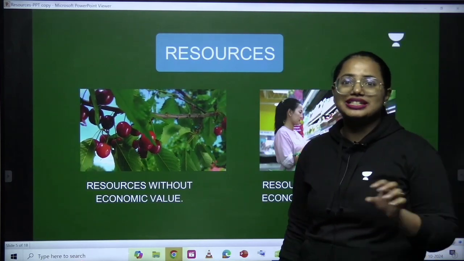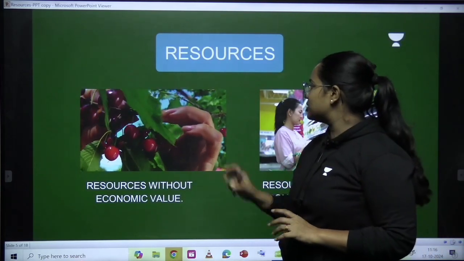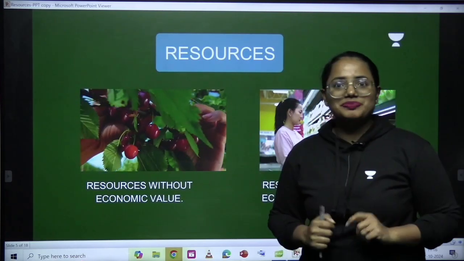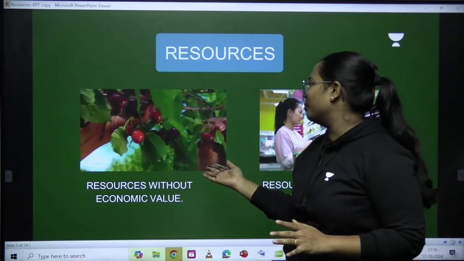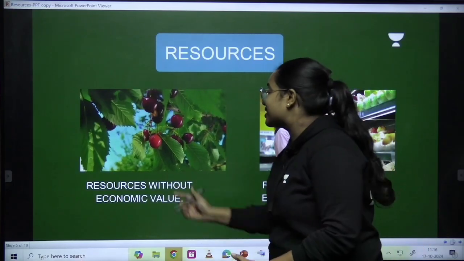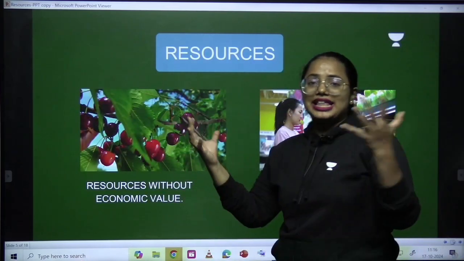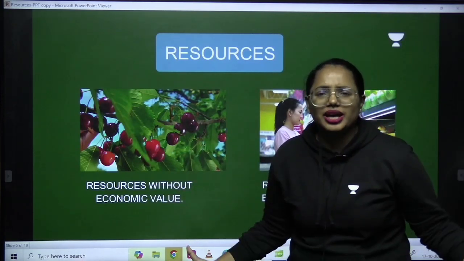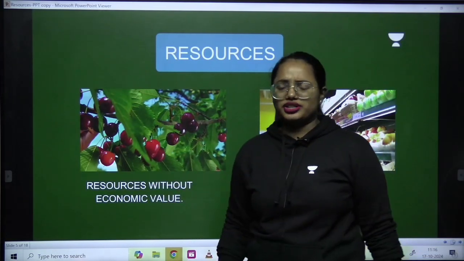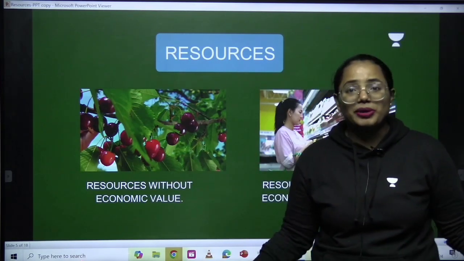Let me tell you the basic difference between them. So look at the very first one. Somebody is plucking all the red berries, and it's their own home. They don't want to pay anything for that. So these can be considered resources without economic value. It's their own home. They can just pluck it anytime, so they don't want to pay anything for it. So these resources are without economic value.